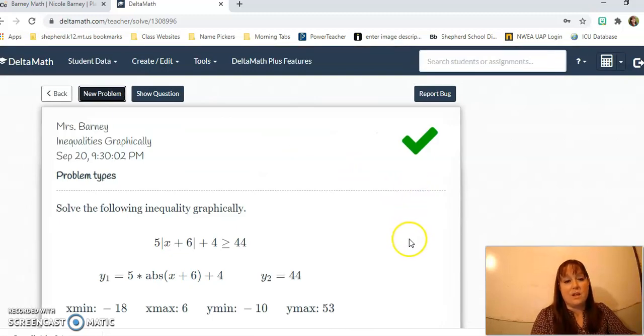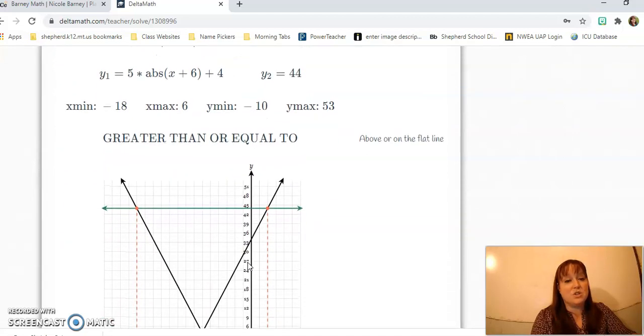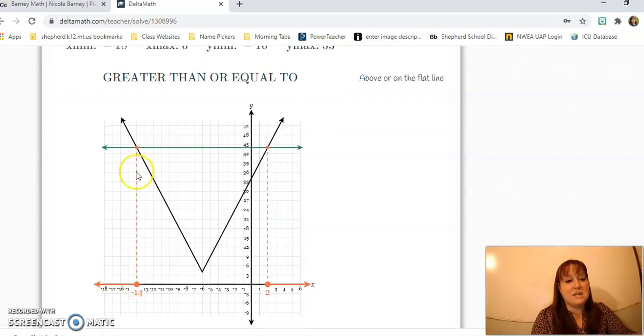There we go. And it gives you a little bit of a hint. If you're not remembering how to do it on your calculator, it'll show you, but this is exactly what we did. See, these x values make it true and these x values make it true.